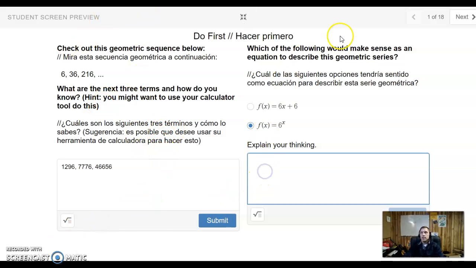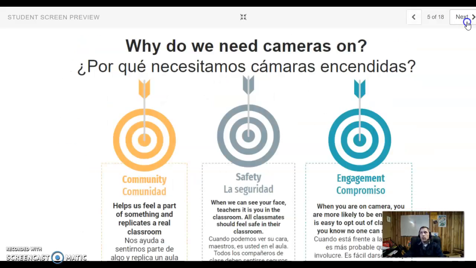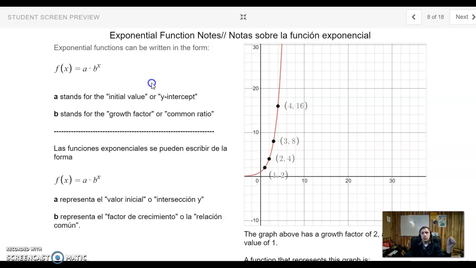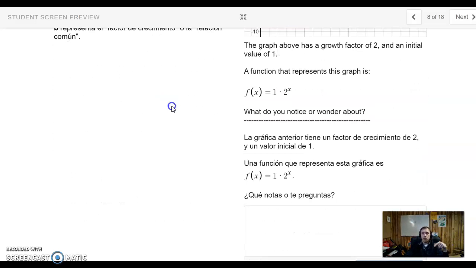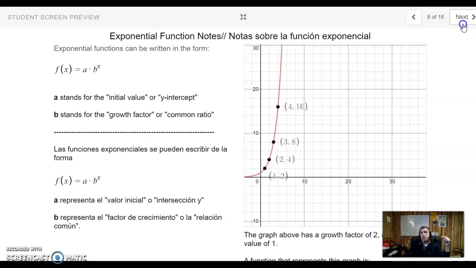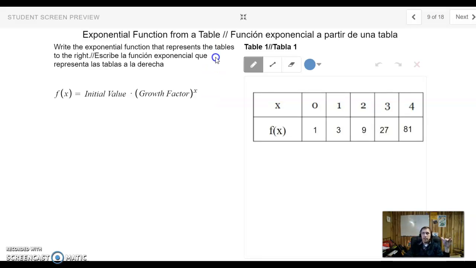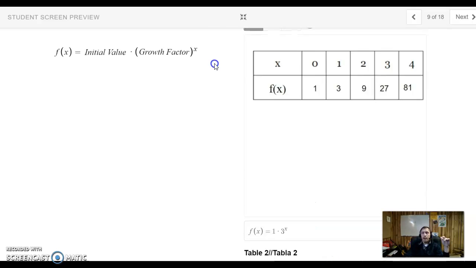All right, let's move quickly forward. We're going to head to slide 8. These notes need to be in your notebook. I talked a little bit more about this in yesterday's video, so go ahead and go back to yesterday if you want to walk through this question. I also talked about slide 9 in yesterday's video, so go back to the end of yesterday's video, and I walk through all of these tables by getting the growth factor.